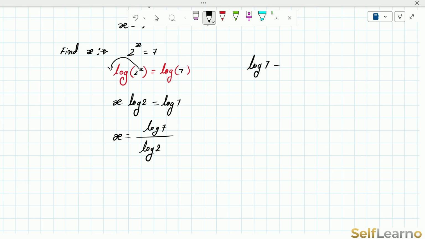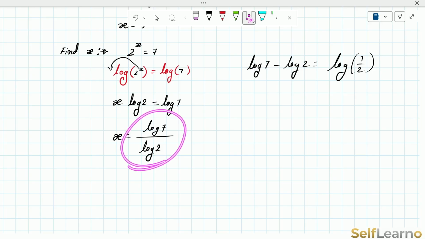If you have log 7 minus log 2, you can write log 7 by 2, right? But here it is not the case. It is log 7 divided by log 2. So you have to insert this in your calculator, and whatever it gives, just be happy with that. So log 7 divided by log 2. So here x is approximately 2.807. Okay, there are many digits after this.